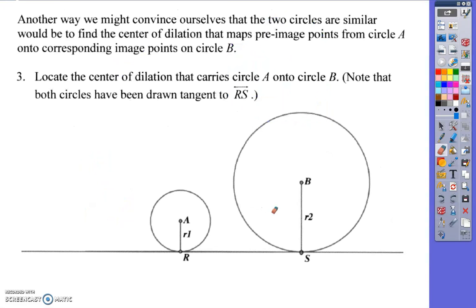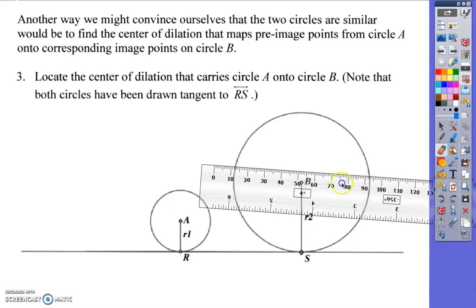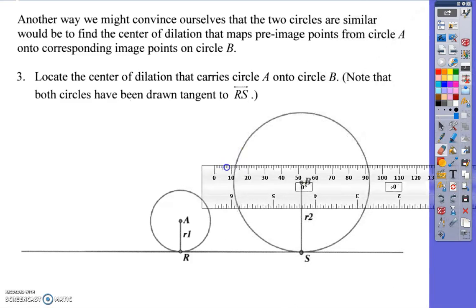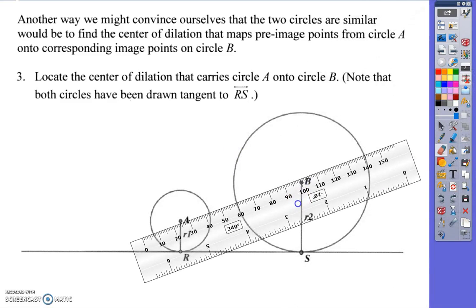So another way we might convince ourselves that two circles are similar would be to find the center of dilation that maps the pre-image points from circle A onto the corresponding points in circle B. So that might be helpful, is to actually dilate it. So how do we locate a center of dilation? You had some homework about this yesterday. What we're going to do is use a ruler, and I'm going to line it up so it goes through A and B.